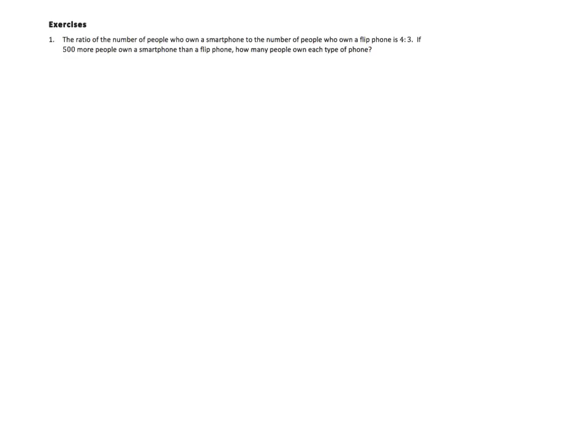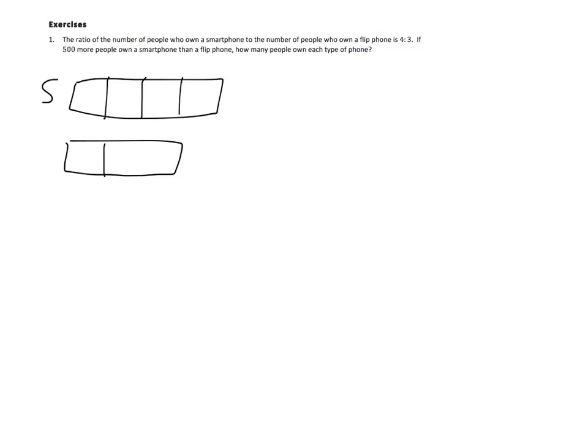Okay, now that we've looked at our examples, it's time to do a few practice problems together. The first one: the ratio of number of people who own a smartphone to the number of people who own a flip phone is 4 to 3. If 500 more people own a smartphone than a flip phone, how many people own each type of phone? Well, our ratio here is 4 to 3. So let's make a tape diagram. Make our 4. There's our 4 for our smartphone, which we'll represent with an S. And then we'll make our 3 with a flip phone, which we will represent with an F.